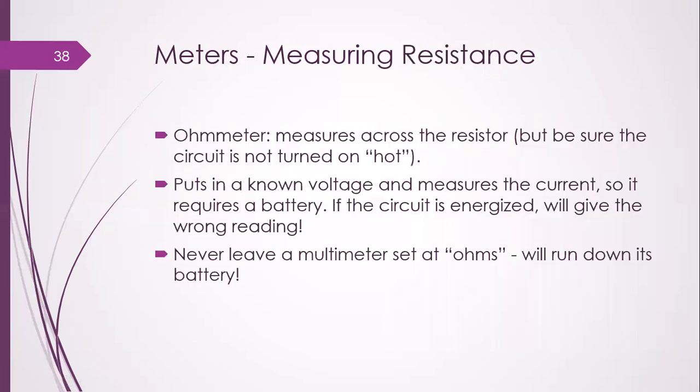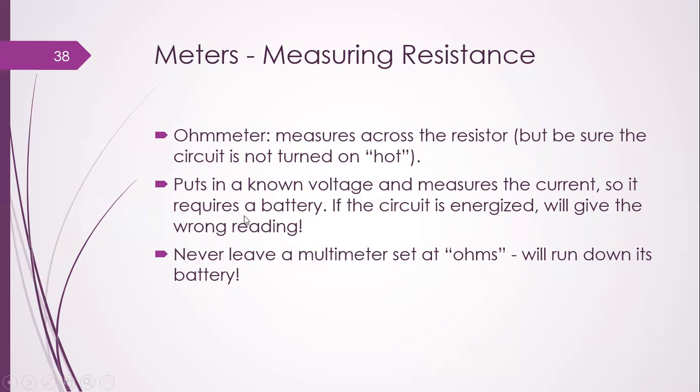Now the third category of parameter is the resistance, and how we connect or measure the value of resistance from a digital or analog multimeter, ohm meter. First we need to understand the ohm meter. So, measuring across the resistor, be sure the circuit is not turned on hot. So we need to first de-energize the particular circuit.